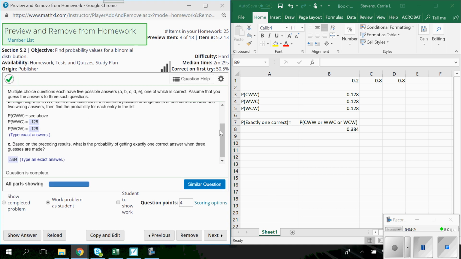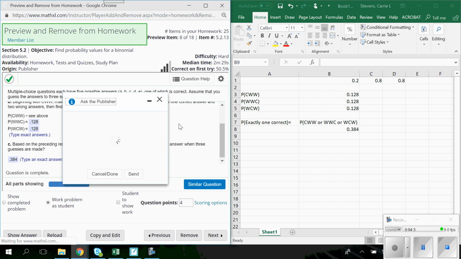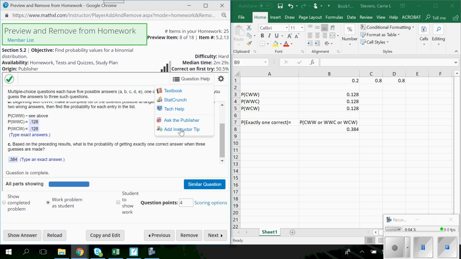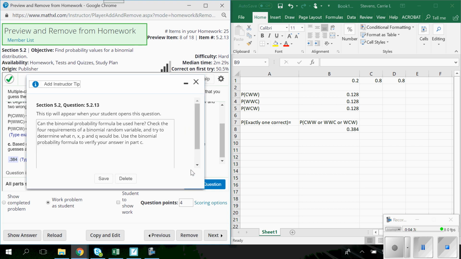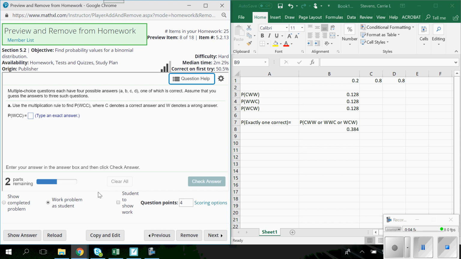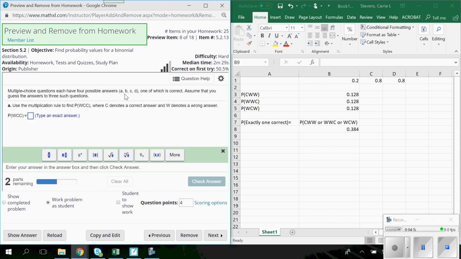All right, now, did I put the instructor tip on here? That's not what I wanted. Okay, so I put an instructor tip on here. It says, can the binomial probability formula be used here? Check the 4 requirements of a binomial random variable and try to determine what n, x, p, and q would be. Use the binomial probability formula to verify your answer in part C. Okay, so I might have to do this all over again.